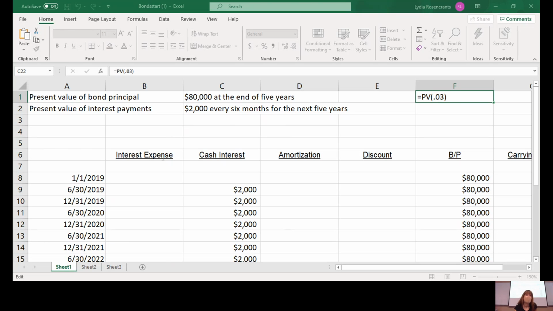The number of periods: it's a 5-year bond, but I'm paying interest semi-annually, so that's 10 interest payments. So I'm going to halve the interest rate and double the number of periods.